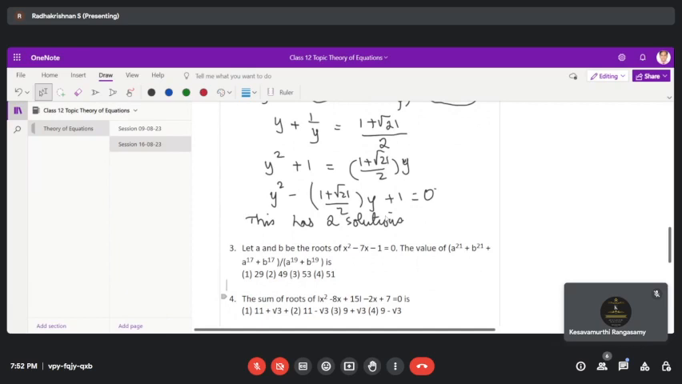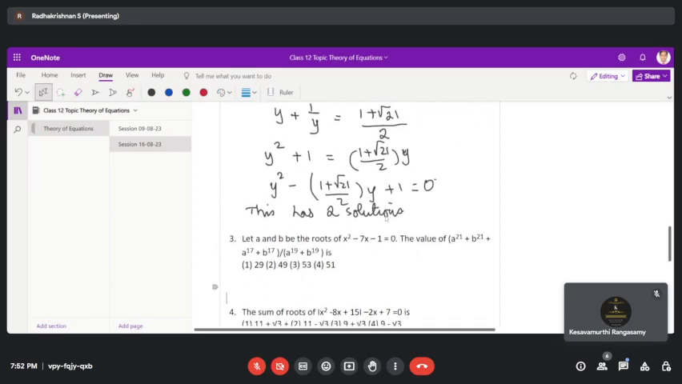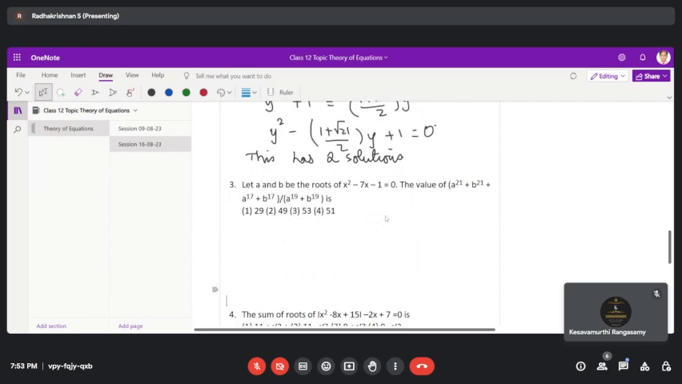Most of the problems from equations, or theory of equations, in JEE relate to the sum of the roots and product of the roots. I see quite a few problems like this. These were all from the last JEE Main.